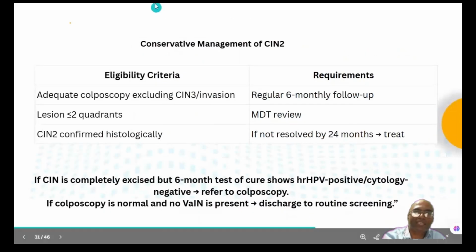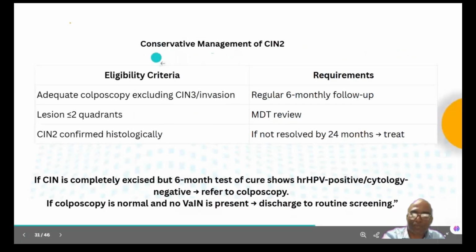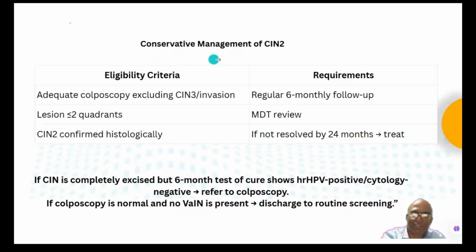Okay, so same thing is there. Now for CIN 2, is there a conservative management? That means you have done the colposcopy, and colposcopy shows CIN2. In that particular case, you decide whether to go ahead with the excision or not. It is always better to go for excision, but there is a role of conservative management.